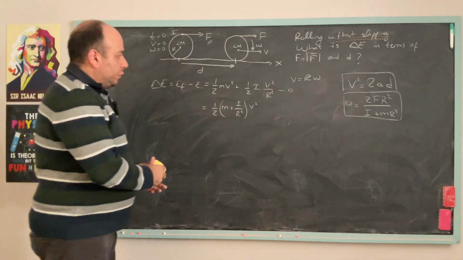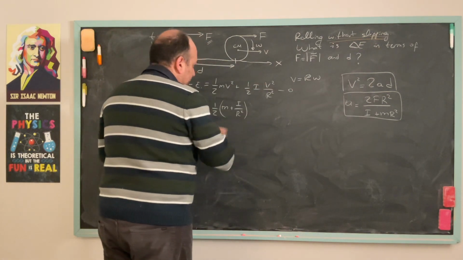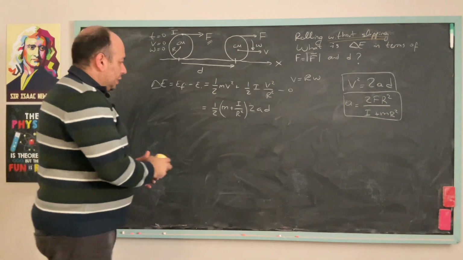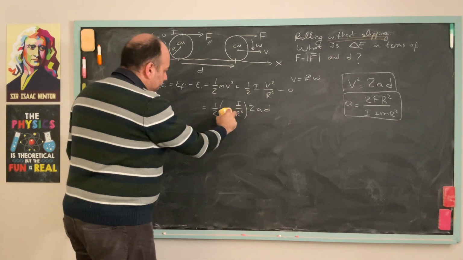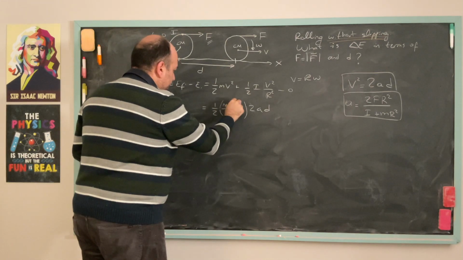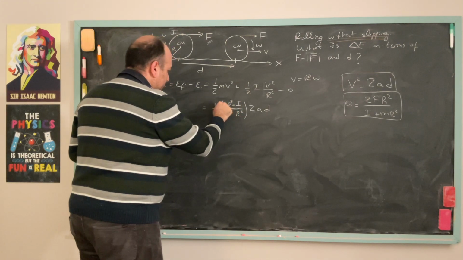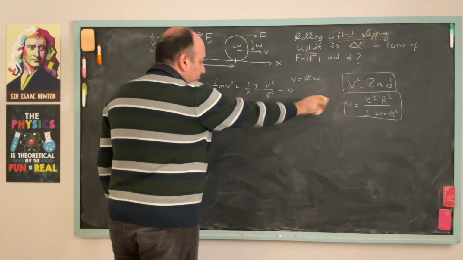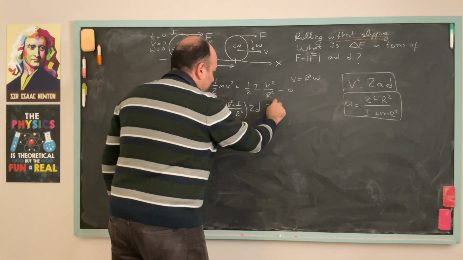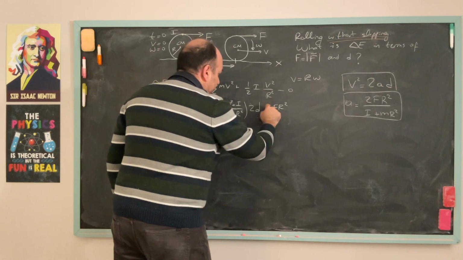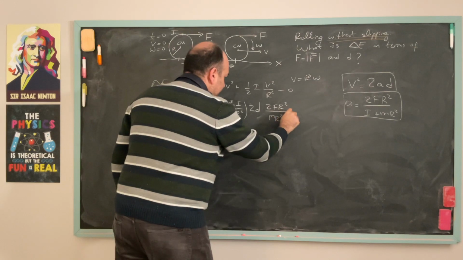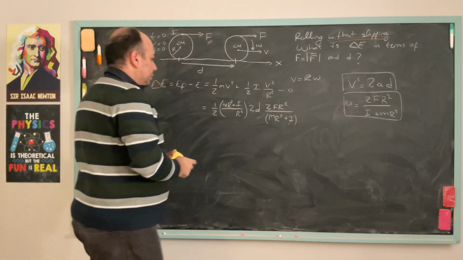So V squared is nothing but 2 times A times D. I already found that. So I'm going to equate the denominators here. This gives me mr squared plus I. This is good. So instead of A, I'm going to put that. So there's 2D. A is equal to 2F R squared over, say, mr squared plus I, right? Good.